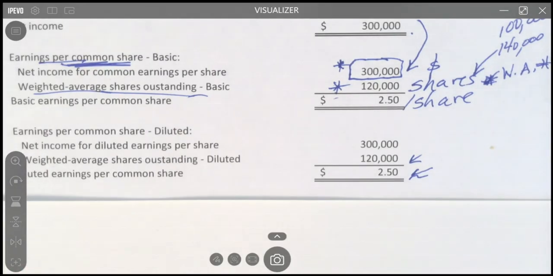All right, and that's earnings per share video. In the next video, we'll see how this would have looked were there discontinued operations at this company.